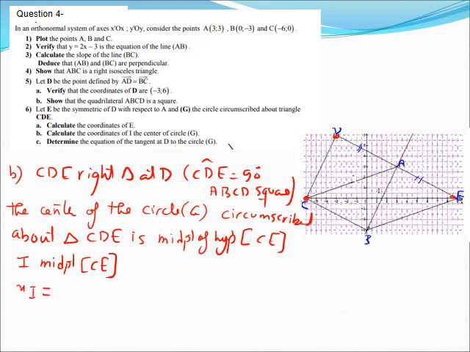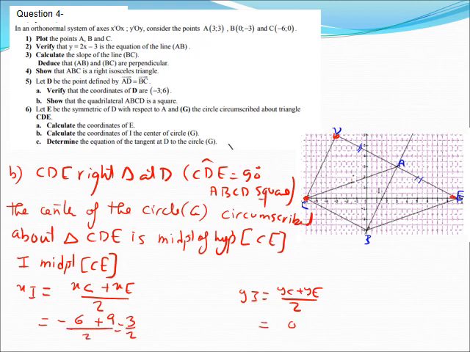xI equal xC plus xE over 2. xC is minus 6, xE is 9, over 2 equal 3 over 2. yI equal yC plus yE over 2. yC is 0, yE is also 0, over 2, so it's equal 0. The coordinate of I is (3 over 2, 0).